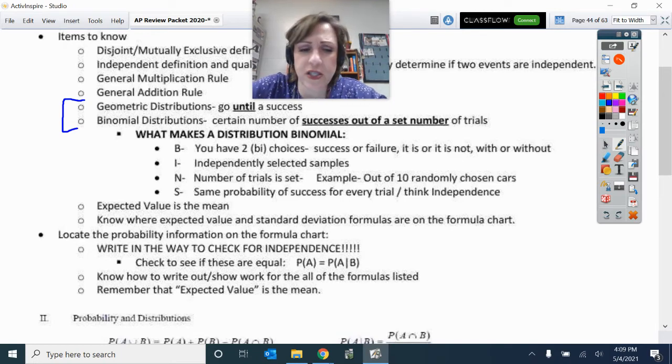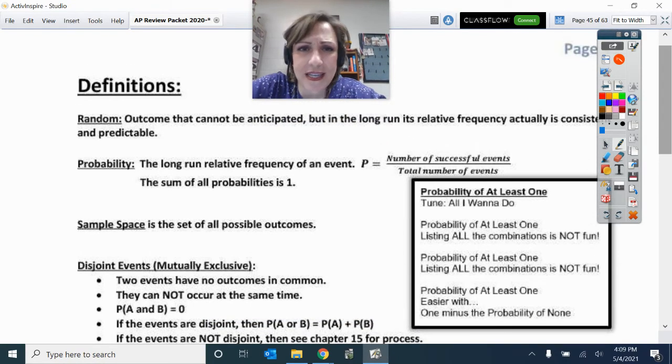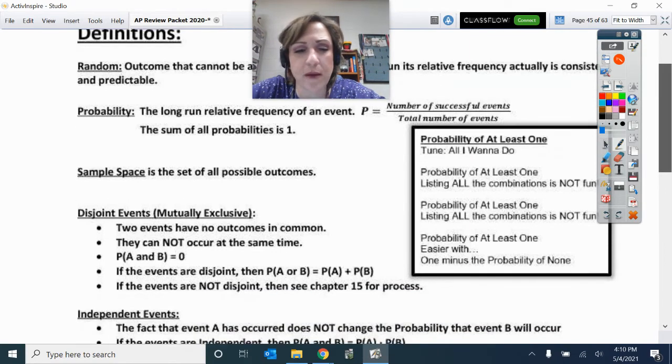I think the rest of this here is about geometric and binomial. Okay, so these probabilities, these definitions, these kind of come into play. We've already been talking about these. These make sense to us and common sense.